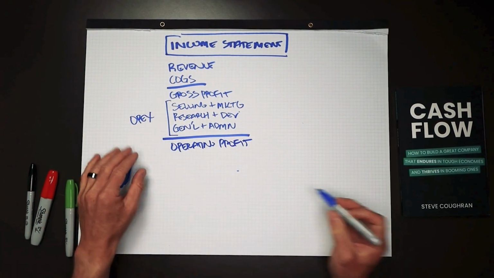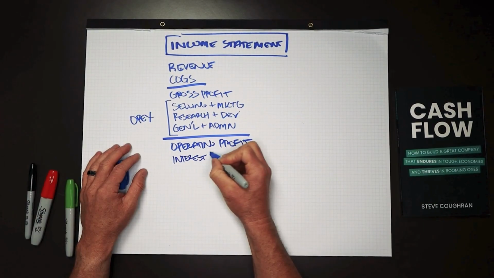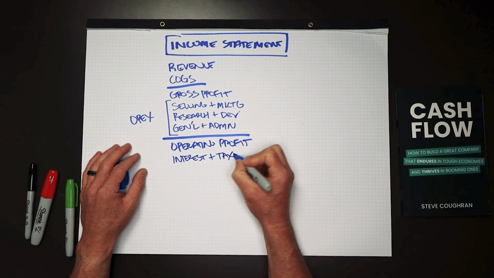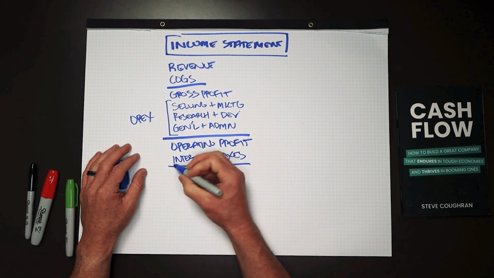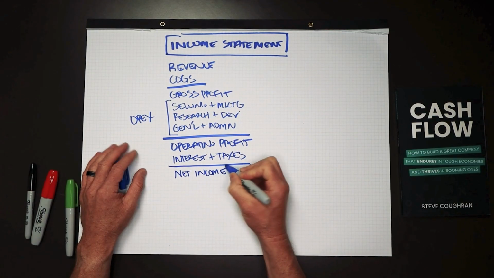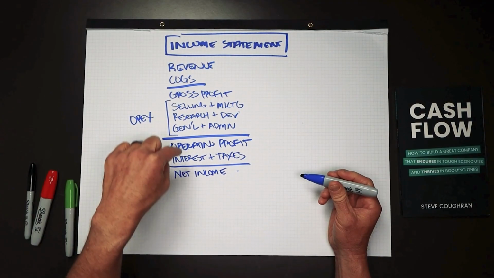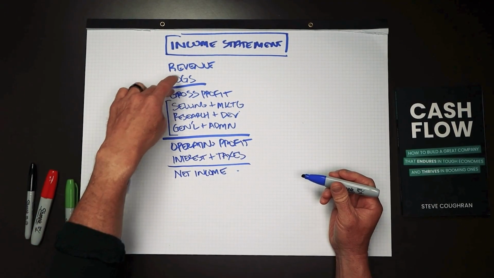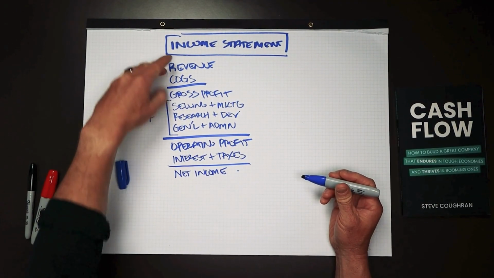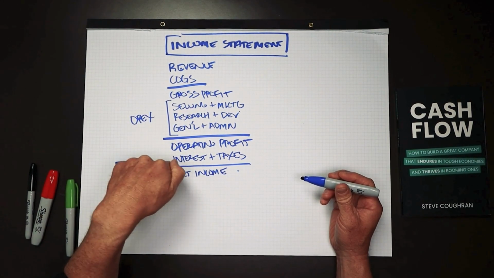Okay, we're not done yet because we also have to account for interest cost and taxes, and this will give us net income. Now, this is where most business owners stop. They look at the income statement and they'll look at the top line typically. They'll evaluate some of the costs in between, but then they narrow in on net income. And as long as net income is positive, they think all is well.